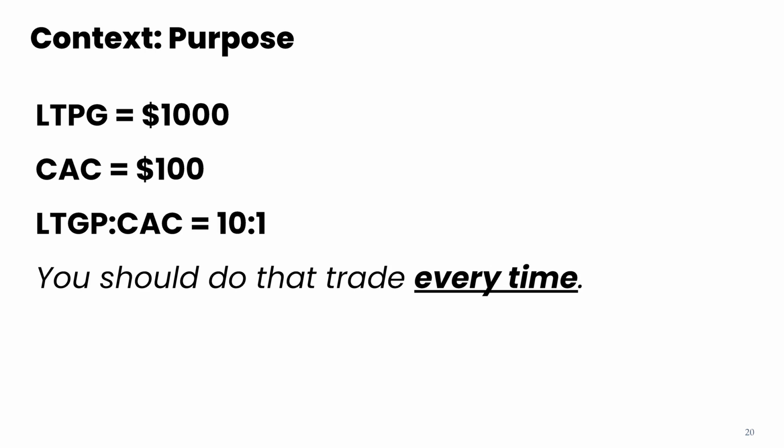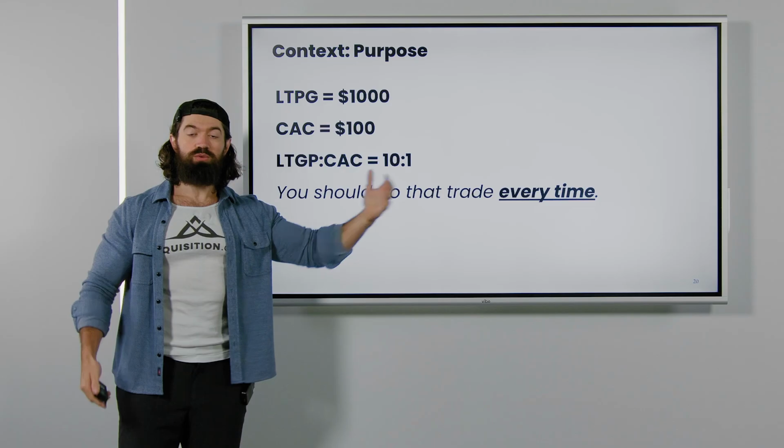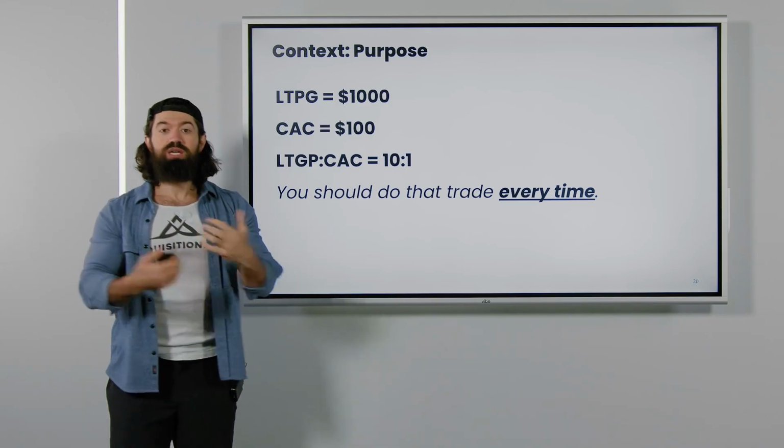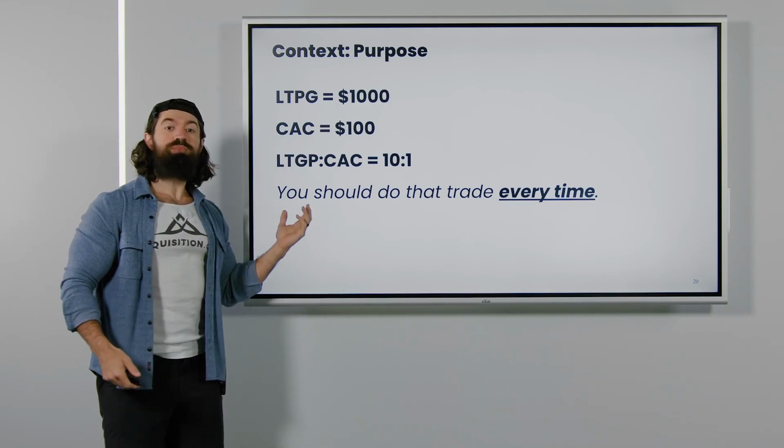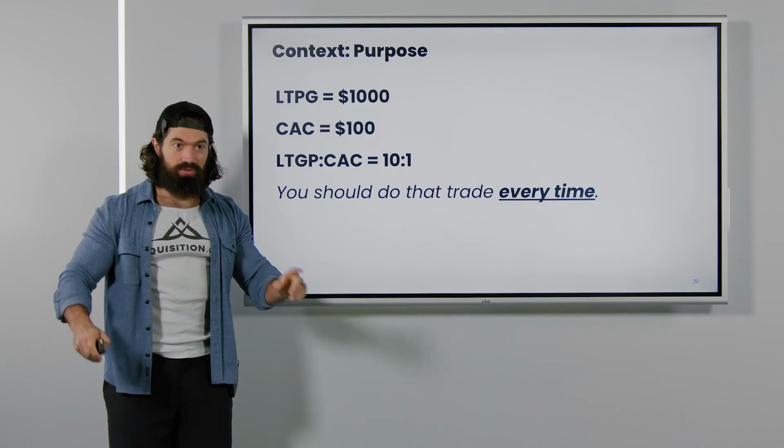So LTGP is 1,000, CAC's 100, LTGP to CAC, which is a ratio, is 10 to 1, which means for every dollar you put in, you get $10 back out. Now you should make that trade every time.